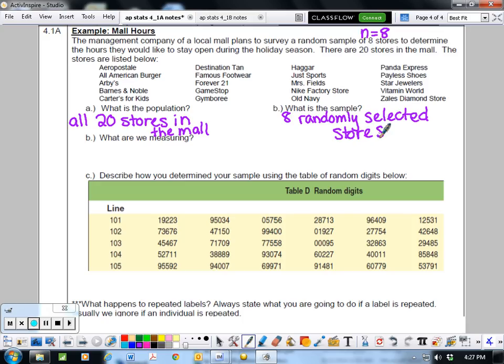Now, what are we measuring? So once I get my sample, what are we going to measure? Well, they want to know the hours they would like to stay open during the holiday season. So we're measuring the hours the store/mall will be open during the holiday season.